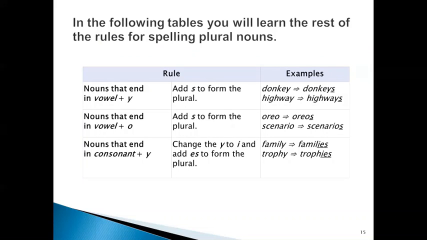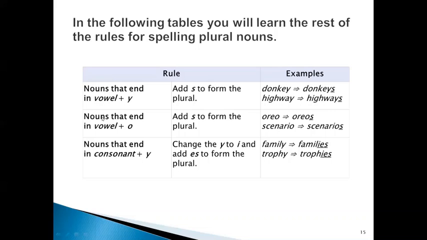In the following tables, you will learn the rest of the rules for spelling plural nouns. So here, let's say the rule: nouns that end in vowel plus y. So we'll find y at the end of the noun. Here we should add s to form the plural. For example, donkey, donkeys. Highway, highways. So one highway and two highways, or more.